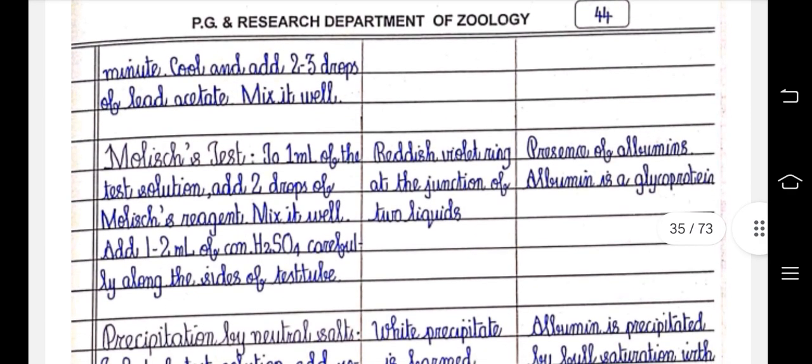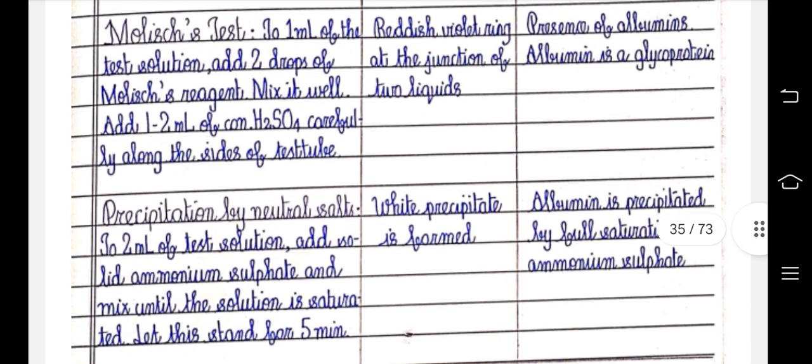Molisch test. To 1 ml of the test solution, add 2 drops of Molisch reagent. Mix it well. Add 1 to 2 drops of concentrated H2SO4 carefully along the sides of the test tube. Brownish violet ring at the junction of two liquids. Presence of albumin. Albumin is a glycoprotein.